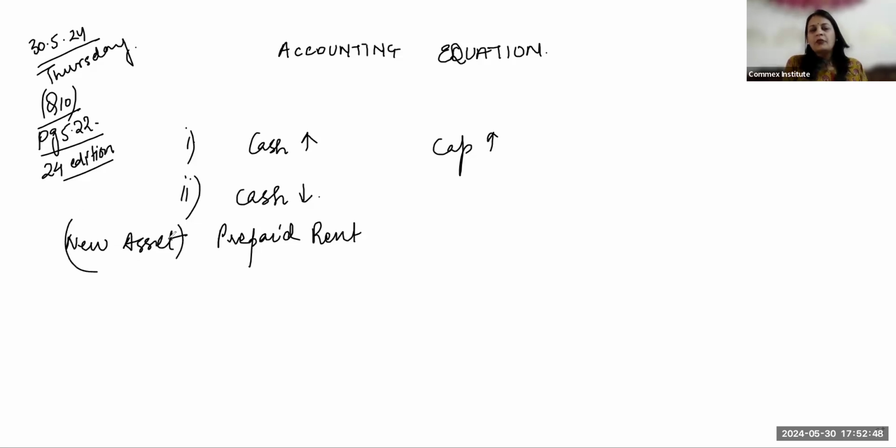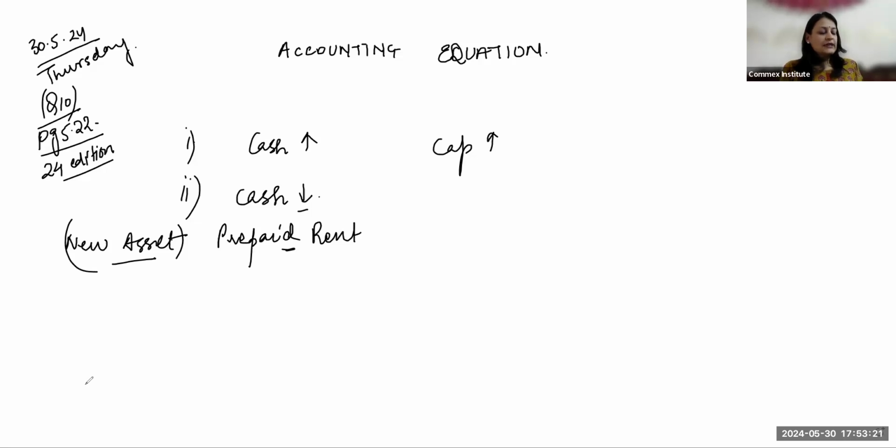Okay, so what is prepaid expense? The expense which is paid in advance before it has actually become due. So we have paid the rent in advance. So the cash will go down, and because it is prepaid, that means it relates to the next year. So we are not going to deduct it from the capital of this year. Okay, so this prepaid rent is the expense of the next year, which we have paid in this year, and therefore the cash will reduce and a new asset will be created in the name of prepaid rent, right?